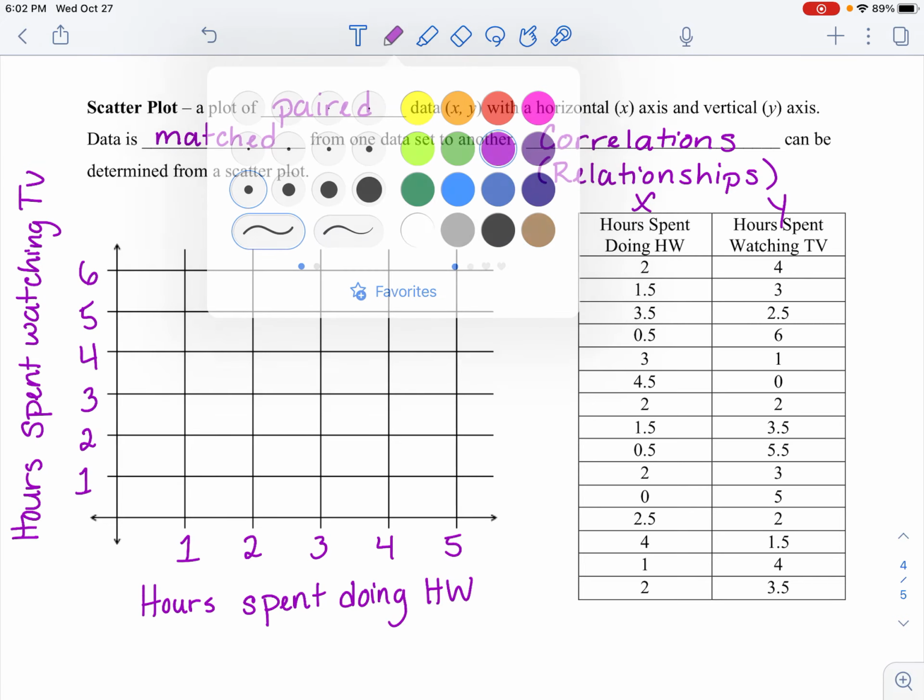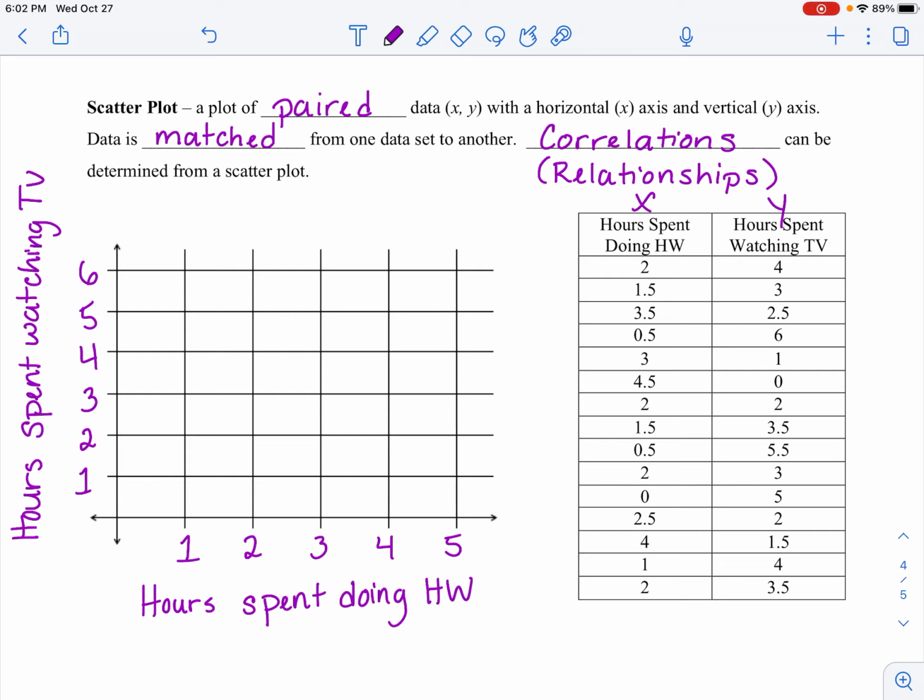So let's take a look. My first point is 2, 4. So that means I go over 2 and up 4. So I have a point right here, 2, 4. Then I've got 1.5, 3. 1.5, 3 will fall right here. All right, this is going to get a little tedious, guys, so I'm going to go as quick as I can. 3.5, 2.5. It's right in the middle. 0.5 and 6. Feel free to fast forward.